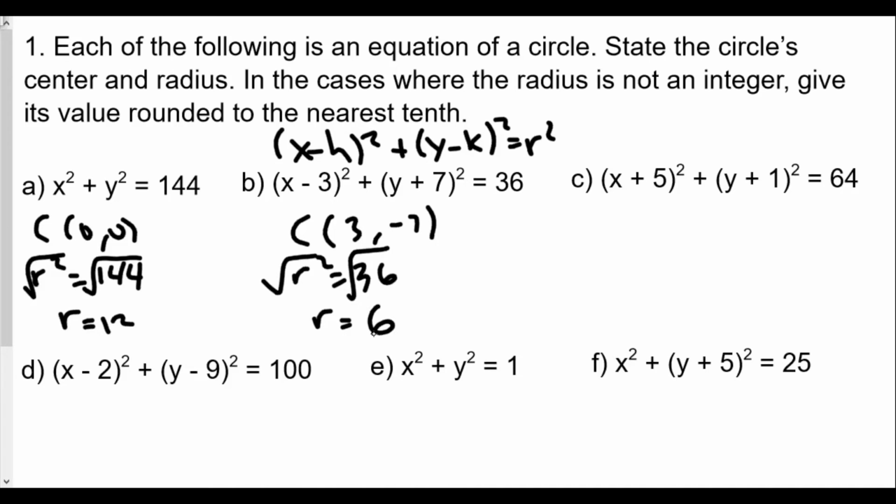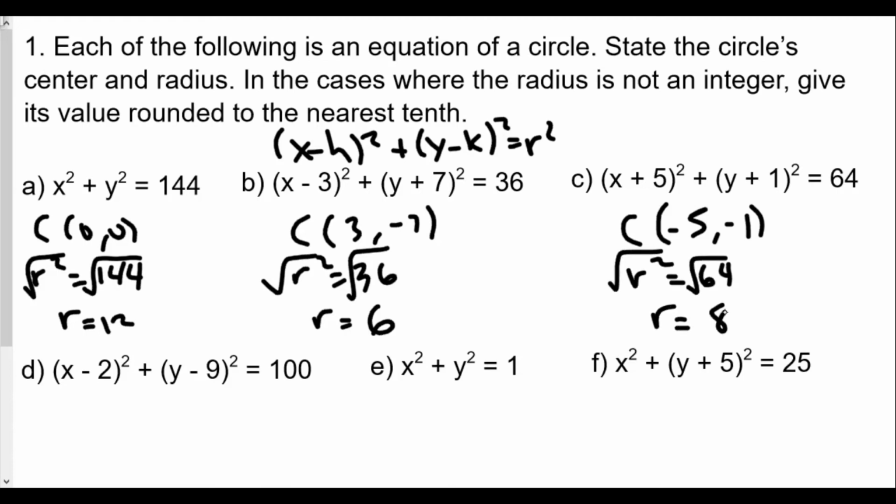For C, (x plus 5) squared plus (y plus 1) squared. The opposite of 5 is negative 5, so our center will be negative 5. The opposite of positive 1 is negative 1. Negative 5 comma negative 1. Again, if I plug in negative 5 for h, x minus negative 5 will give me the x plus 5. Plug in negative 1 for k, y minus negative 1 is the same as y plus 1. And since r squared is equal to 64, the square root of 64 is going to be 8. So our radius will be 8.